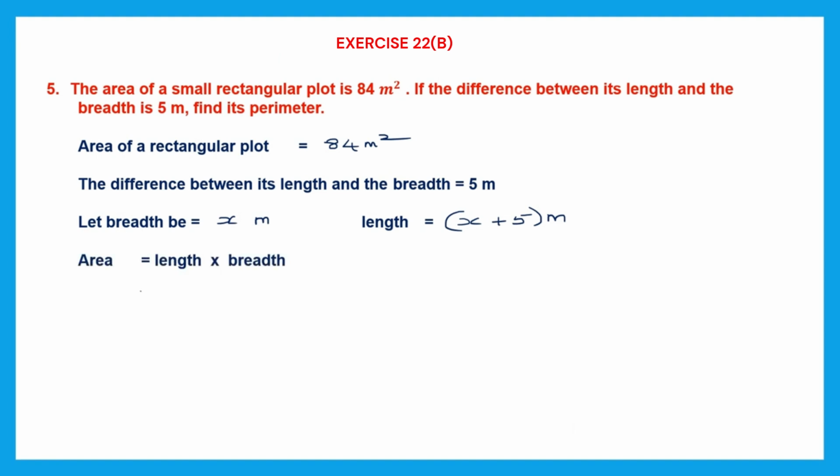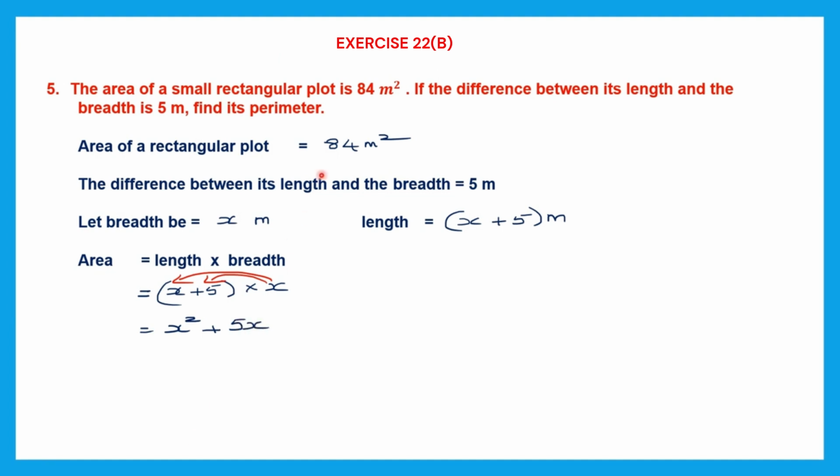Now let's make use of the formula of area. Area is length into breadth. So let's substitute here. Length is x plus 5 into breadth, which is x. So this we can calculate here. So we multiply this way: x into x is x square, and x into 5 is 5x.